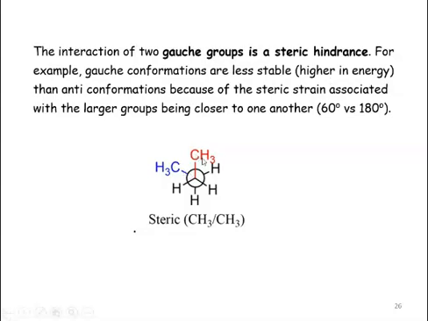In gauche conformation, these two CH3 groups are present at a 60 degrees angle. If we talk about anti-conformation, in that case, this CH3 and this CH3 will lie opposite to each other, where the steric interaction is supposed to be minimum, when they lie maximum away from each other. That is, CH3 at the top and blue CH3 at the bottom. Okay.